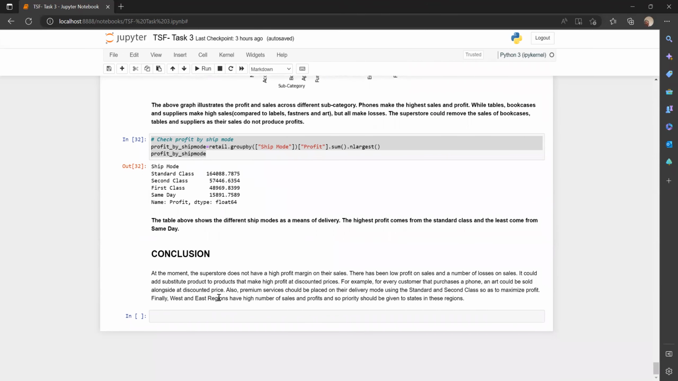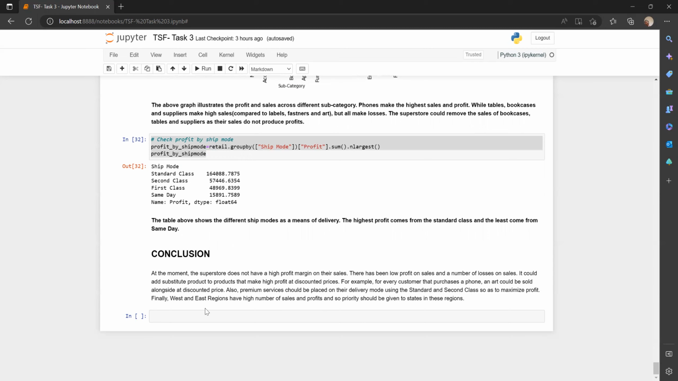So in conclusion, at the moment, the Superstore does not have a high profit margin on their sales. There has been low profit on sales and a number of losses on sales. So one thing they could do is to add substitute products to products that make high profit at discounted prices. For example, for every customer that makes a purchase on phone, an ad could be sold alongside at a discounted price. Also, premium services could be placed on their delivery mode using the standard and second class, since they make the highest profits, so as to maximize profits.